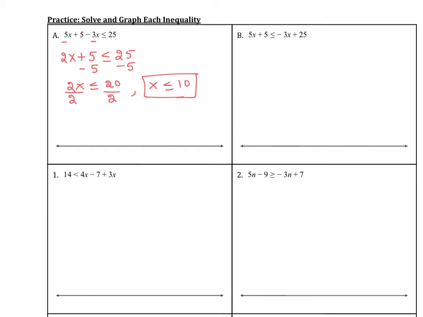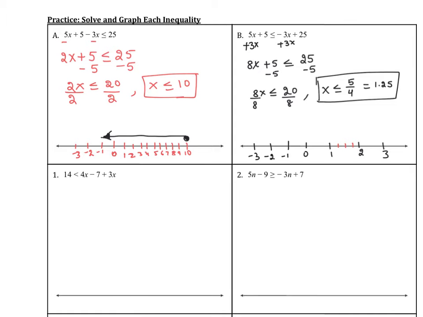Now we're going to graph this on a number line. I made a number line that goes at least up to 10, and on top of 10 we make a closed circle, and since x is less than or equal to, it means it's going to go in the less than direction, or negative direction.